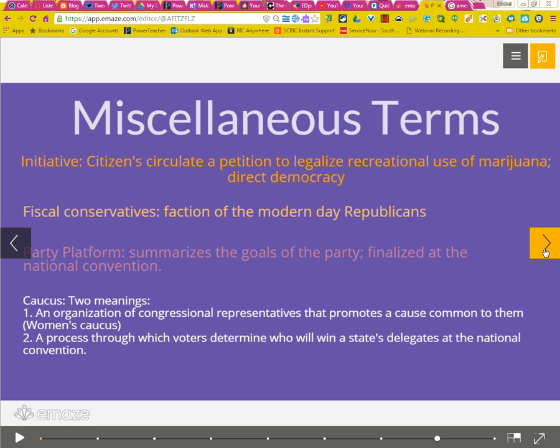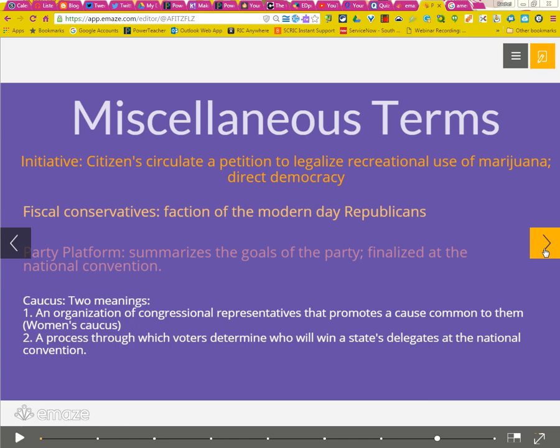Fiscal conservatives and social conservatives are both factions of the modern day Republicans. The fiscal conservatives are concerned more about spending and reining in the spending that is happening by the national government, and they're worried about budget deficits, whereas social conservatives are focused on cultural issues. But again, both factions of modern day Republicans.